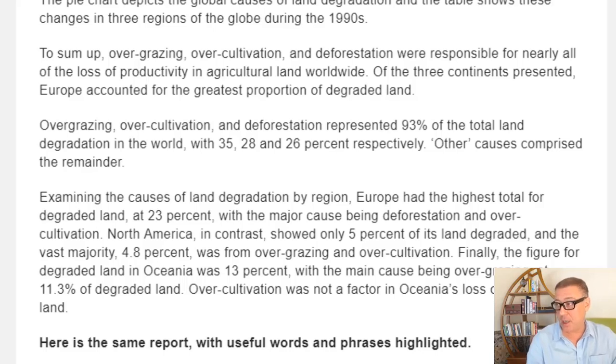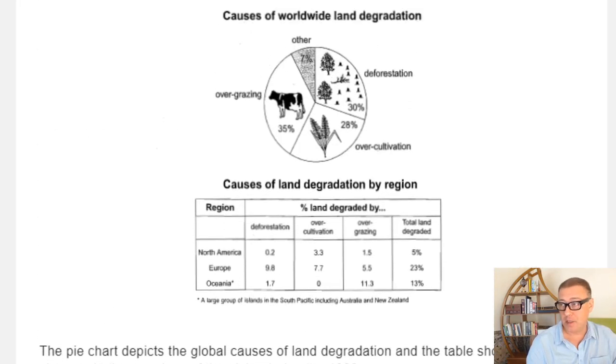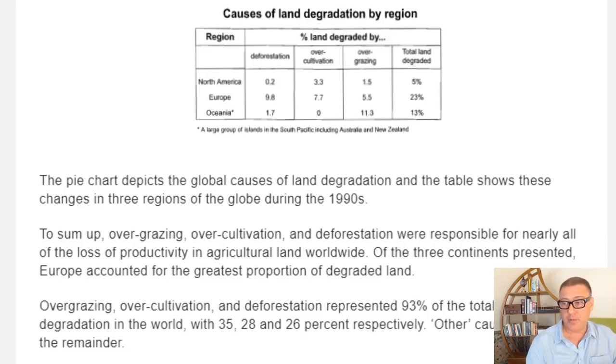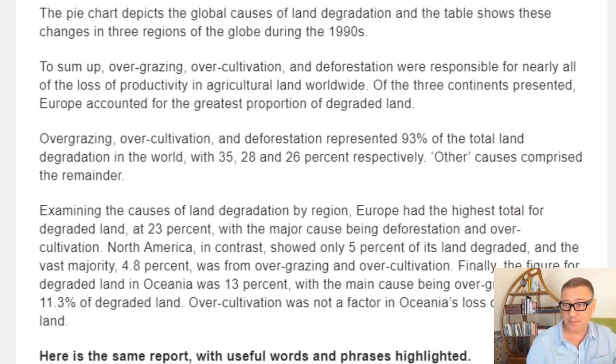So other causes, anytime you have other as a category, you've got to put it in quotations. Other cause comprise the remainder. So if we want to do some more math, the remainder is 7%, as is stated here. So there you go. It's a short paragraph, but again, there's not a lot of information there.